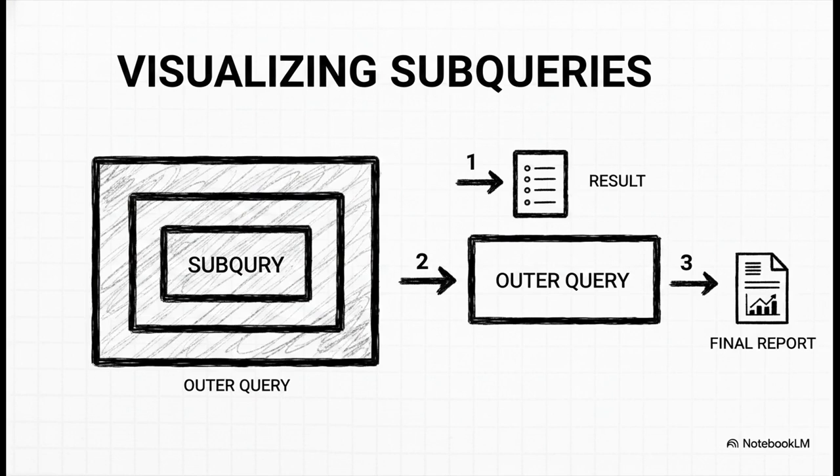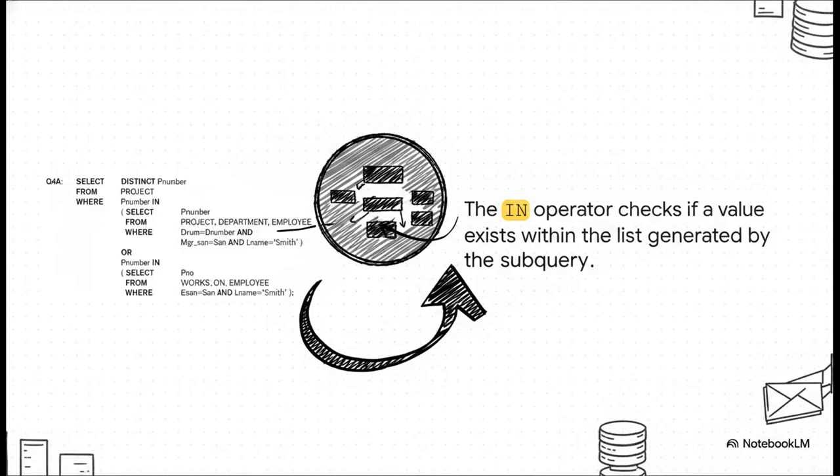The inner query, the subquery, runs first. It produces a result. Maybe it's a list of IDs, a single value, whatever. That result is then handed off to the outer query, which uses that information to finish its job. It's exactly like telling an assistant, okay, first go find me the list of all the projects that are managed by Smith. Then bring that list back to me and I'll use it to find every employee who works on those specific projects. It's a two-step process, but it's all automated in one single statement.